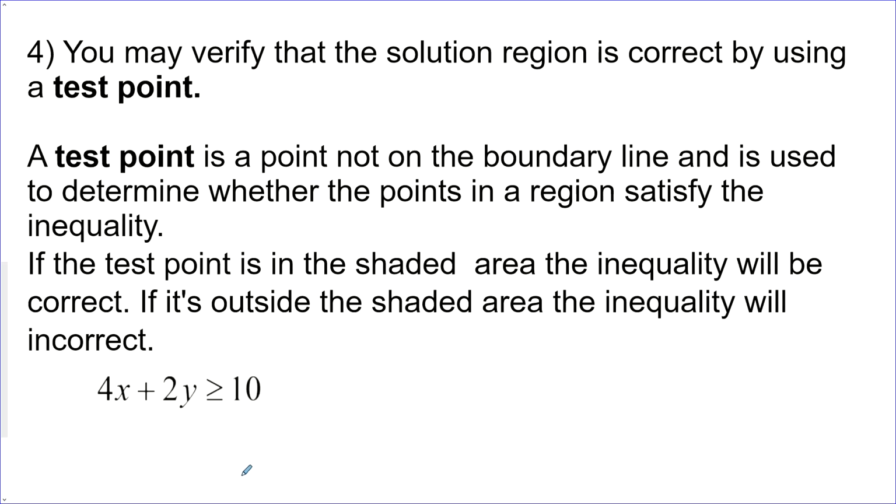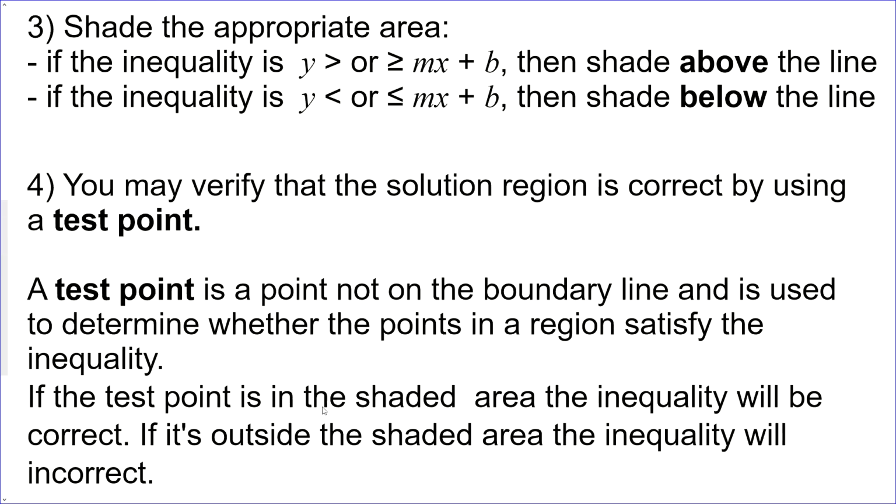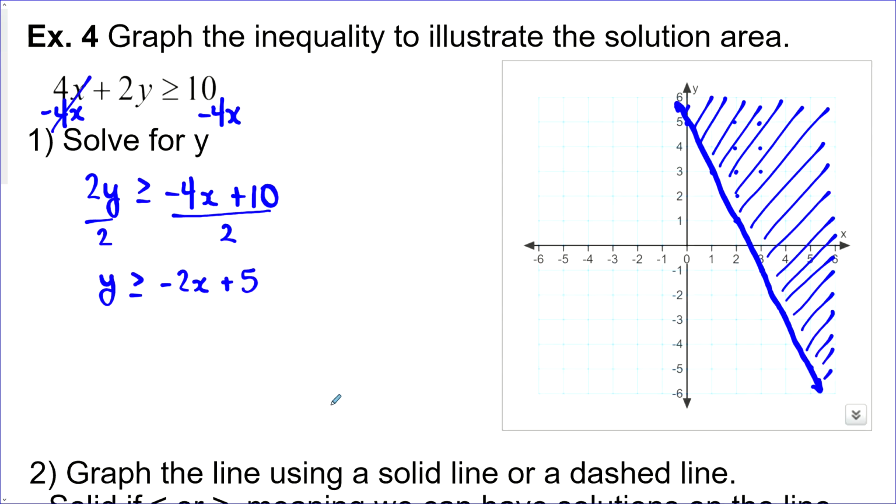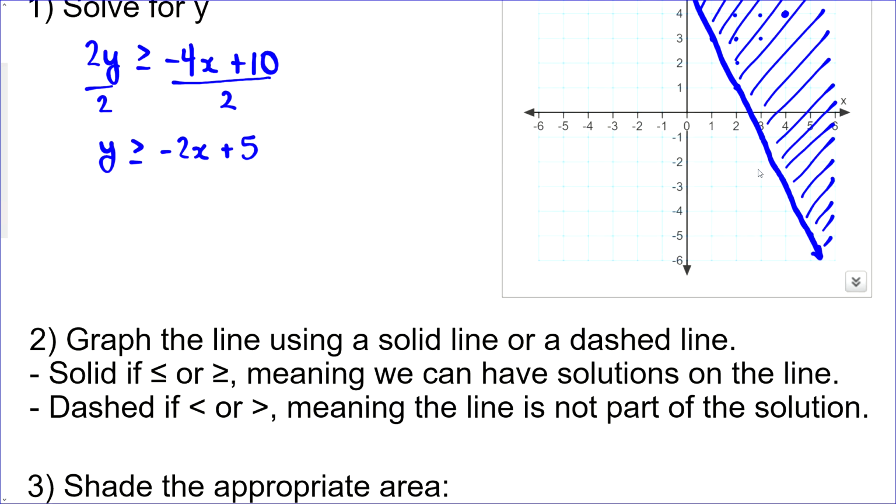Now the last thing we might want to do is use a test point. We can see if we've shaded in the correct region. So when we look at the graph, we would like a test point that is in the solution area if we want it to work. So (4, 4), for example, should work. It's well within our solution area. It should make that inequality true. So let's give it a try.